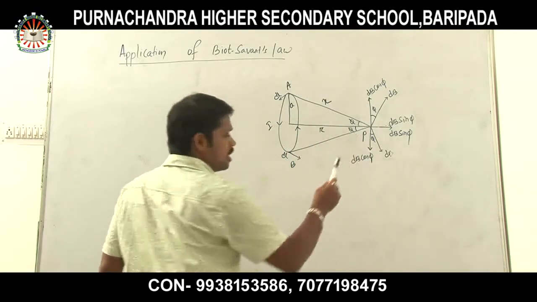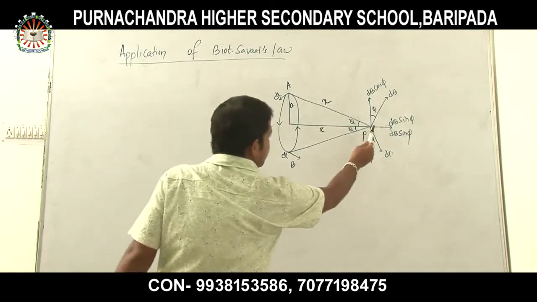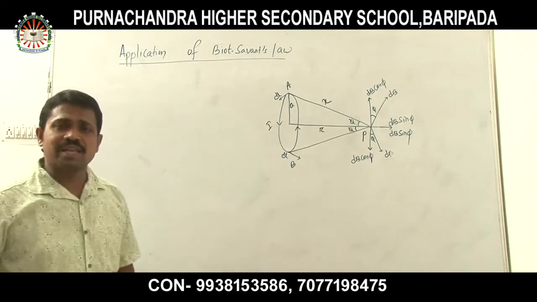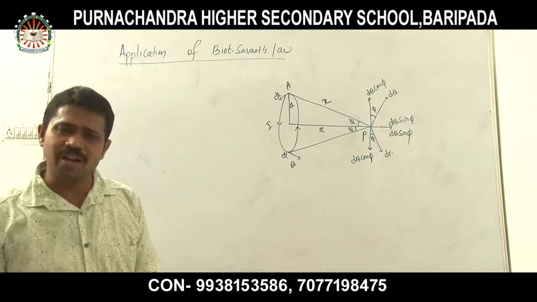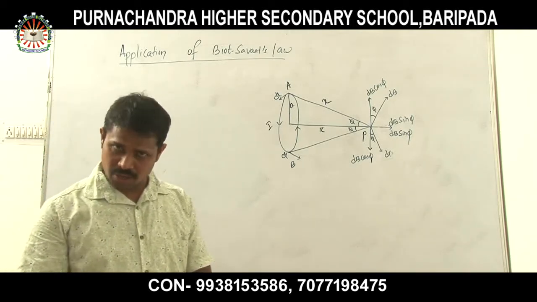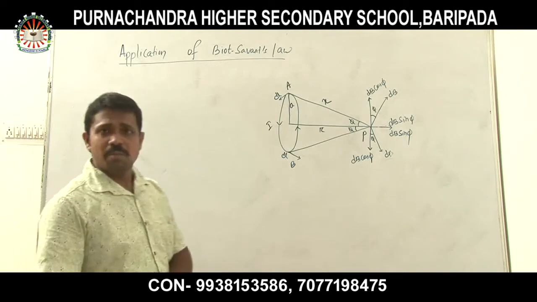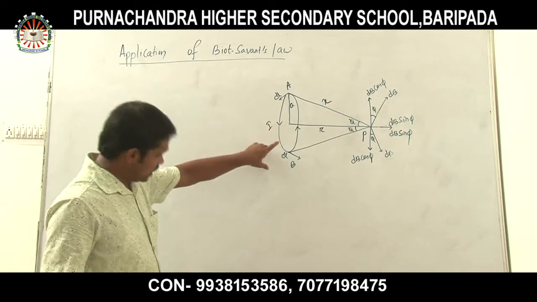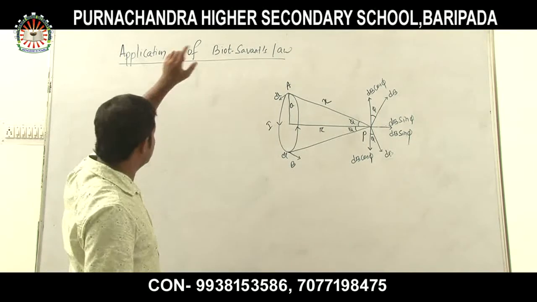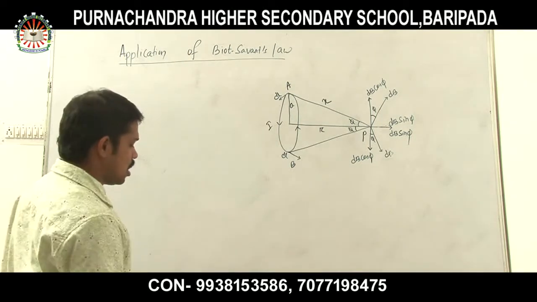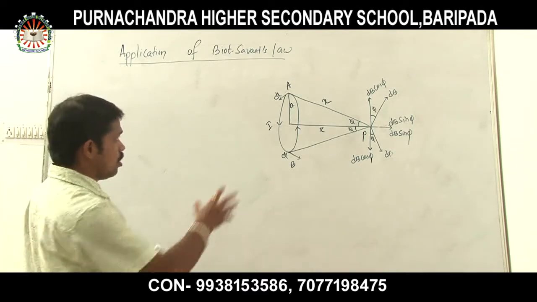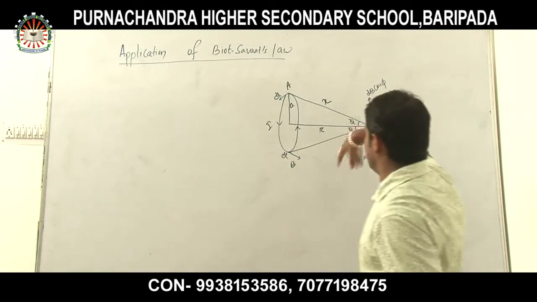Now I assume that this is your point P. So at point P I have to find out what? The expression of your magnetic field. Understood? The expression of your magnetic field due to the circular current carrying loop using Biot-Savart's law. Understood? Okay. So let us first discuss this figure.